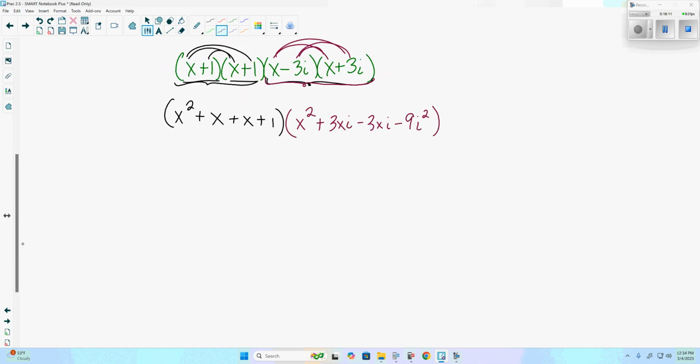Now at this point here, we'll combine like terms. We'd have x squared plus 2x plus 1. Here, x squared is the only like term, so we have x squared. Our 3xi minus 3xi would be 0. And lastly, we have our negative 9i squared.